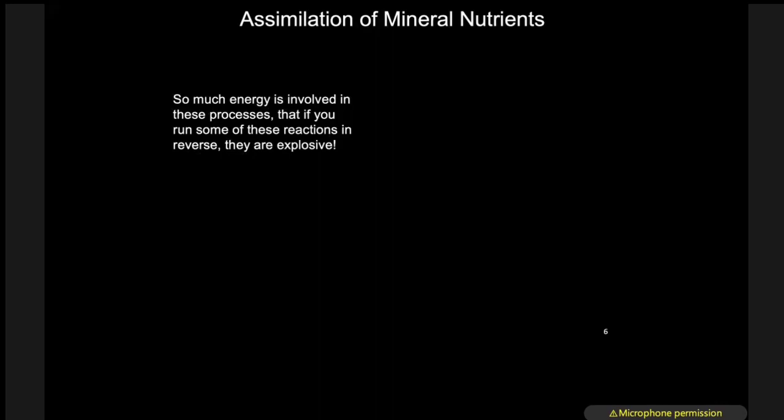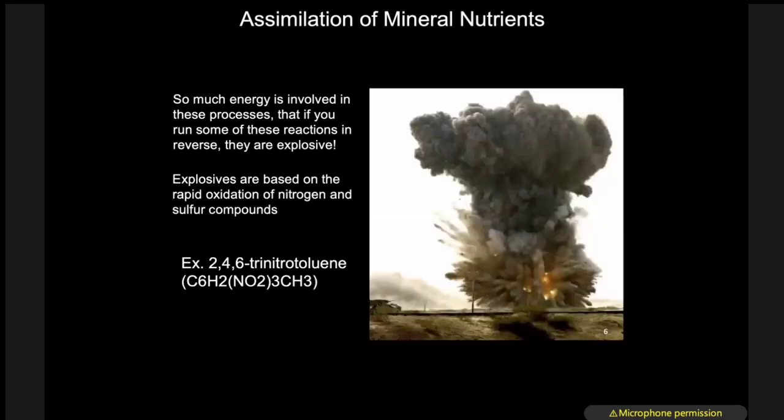And so much energy is required in this process that if you run those reactions in reverse, they're actually explosive. And it is for that reason that many explosives are based upon the rapid oxidation of nitrogen as well as sulfur compounds. So for example, TNT contains lots of nitrogen, and the oxidation of the nitrogen in this compound is what leads to this high release of energy. So this just tells you how much energy is required to actually fix nitrogen into a source like amino acids.